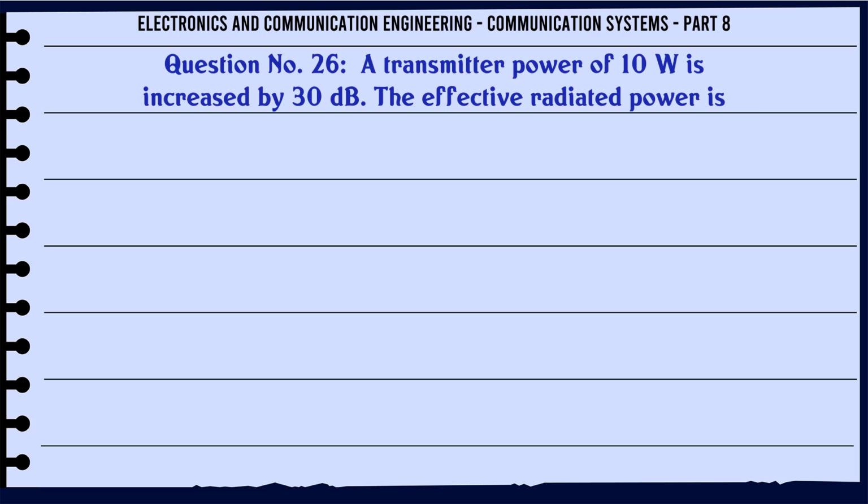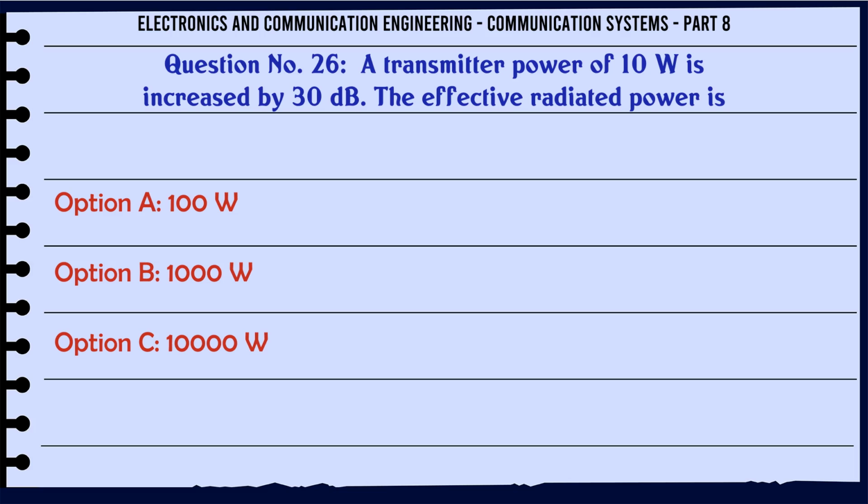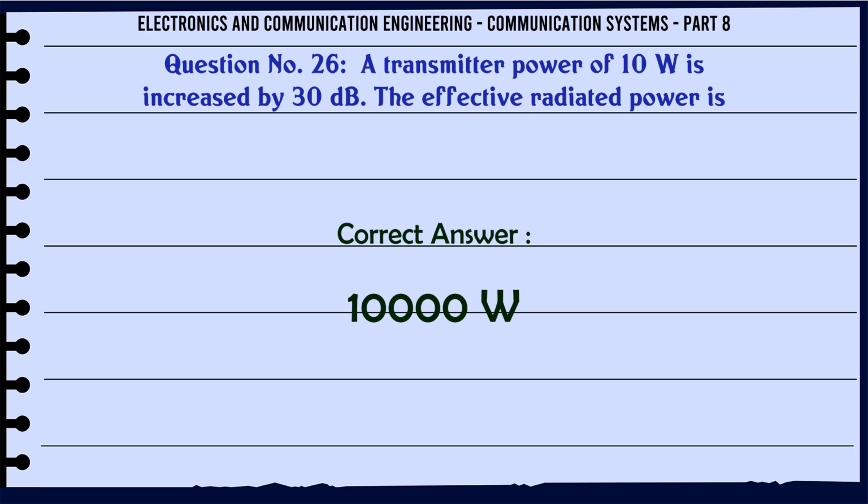A transmitter power of 10 watts is increased by 30 dB. The effective radiated power is A. 100 watts, B. 1000 watts, C. 10,000 watts, D. 1 lakh watts. The correct answer is 10,000 watts.